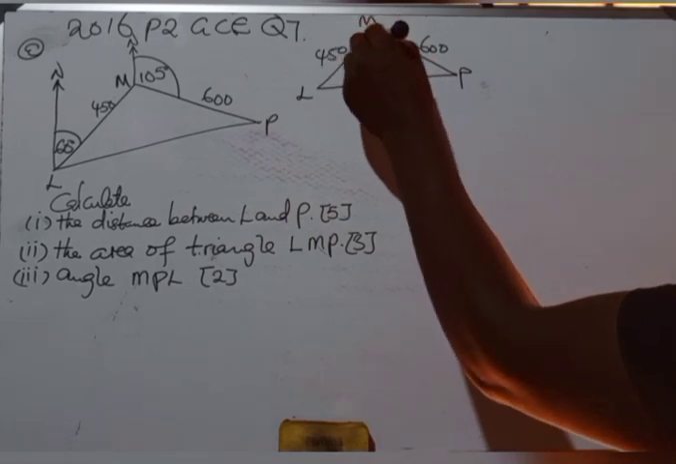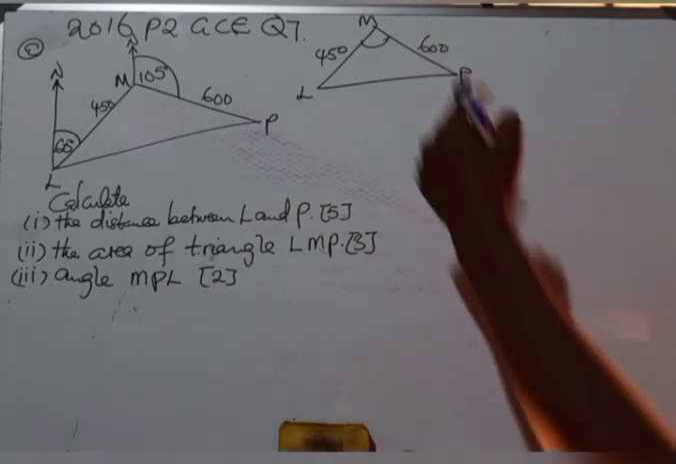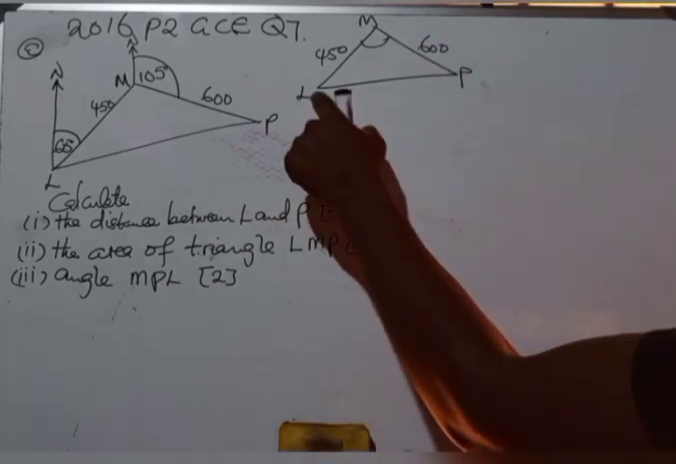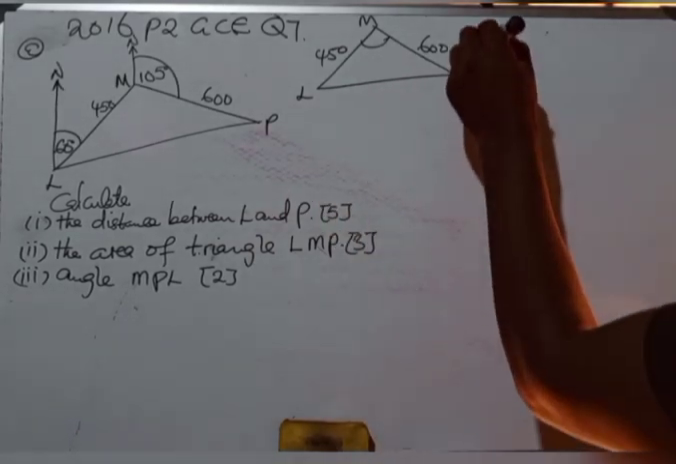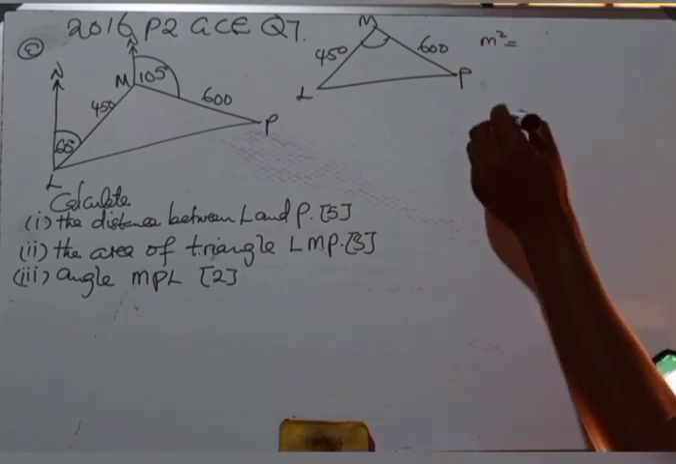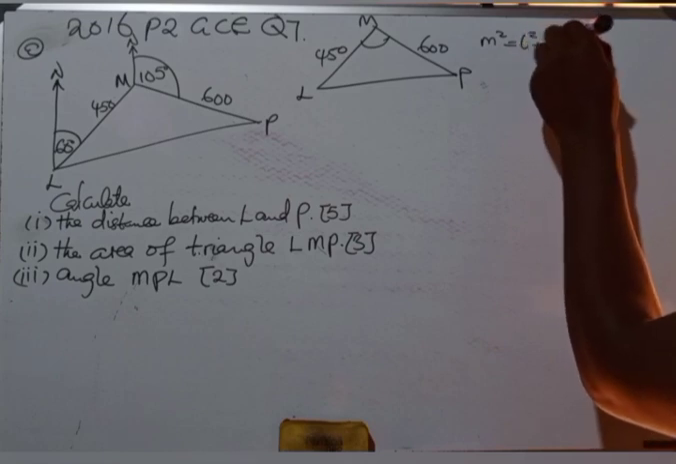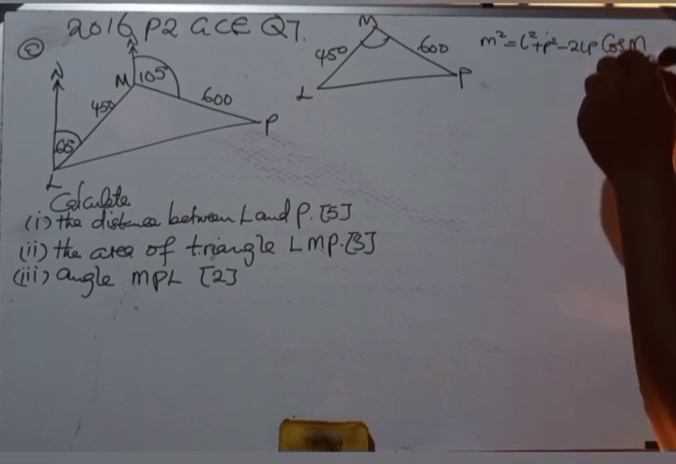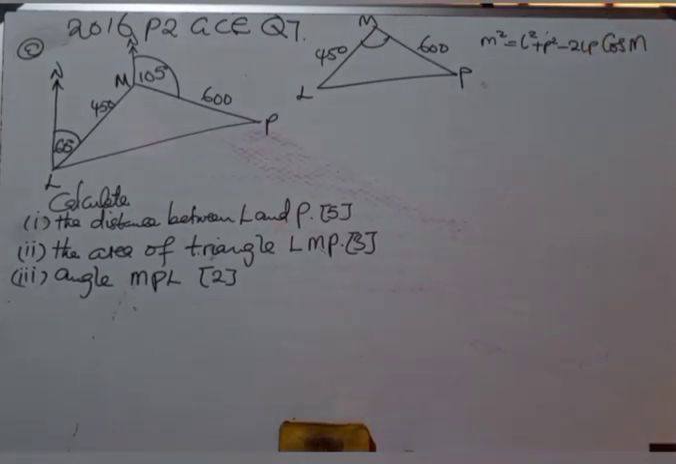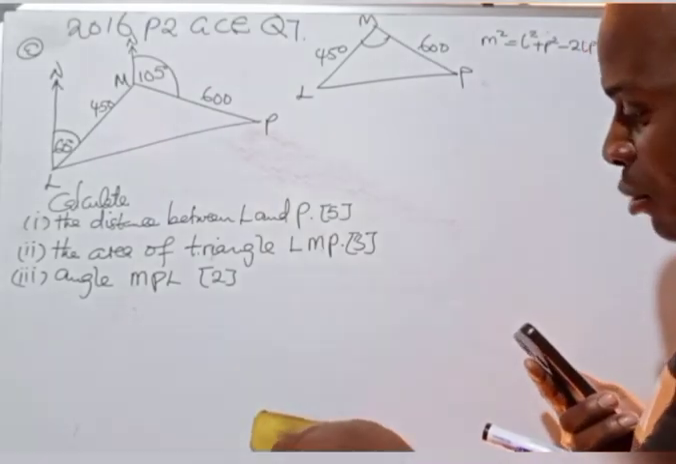Now we need to find this angle here. How do we come up with that angle? Because once we find that angle, it will be very easy to find this distance here by using the cosine law, where we are going to have small letter m squared is equal to small letter l squared plus small letter p squared minus 2lp cos capital letter M. That is what we are going to have. Now, how are we going to find that angle M? We are going to find that angle M by coming up with a concept.